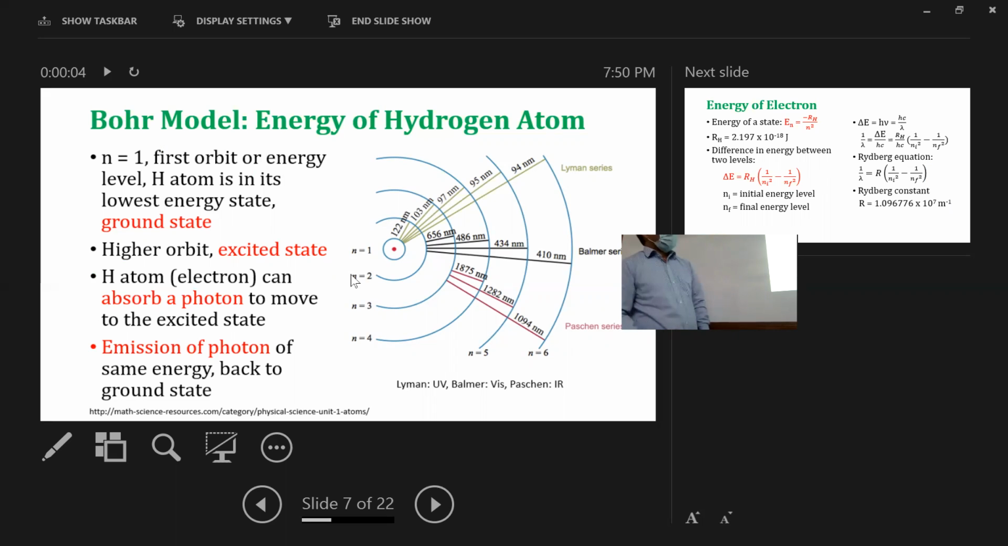In that case, if you have given a lot of energy, that means this is our first shell. If you give a lot of energy, that means 94 nanometer, corresponding to 94 nanometer. If you calculate the energy for this light, it would be around 13 or 14 electron volt. You can calculate using 1239.85 divided by 94. So you will get around 14 electron volt maybe.